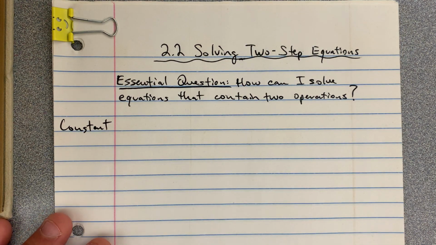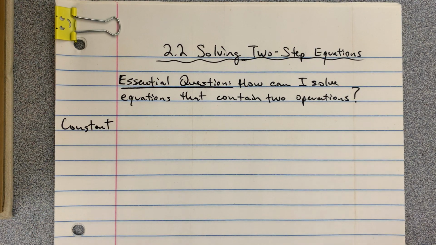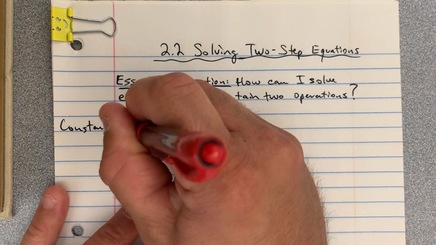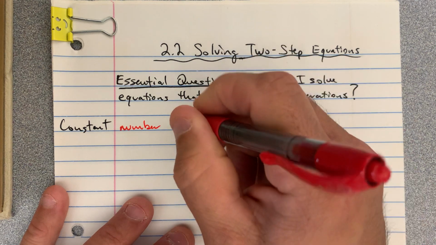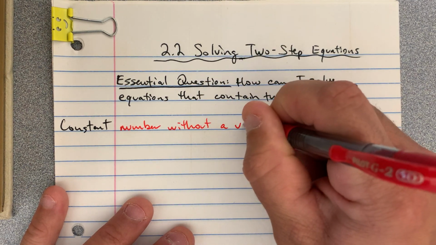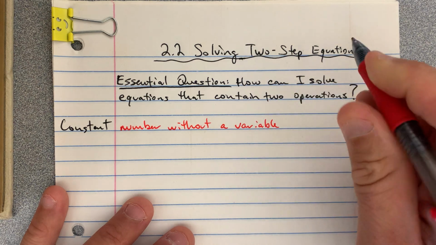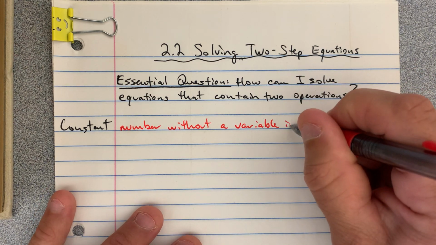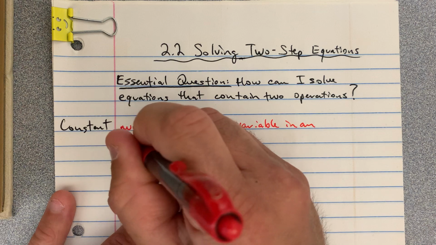We've talked about that a little bit this year, but I want to make sure we are very clear on what a constant is, as it is the number without a variable in an expression or equation.